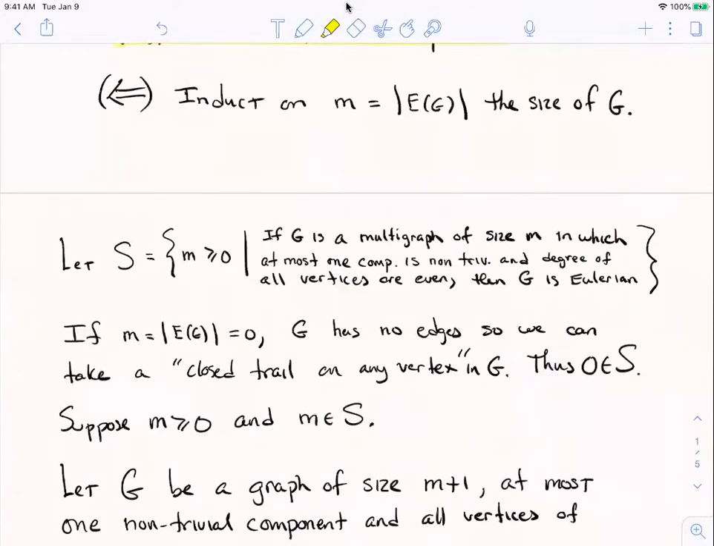I'm going to prove that if you take a graph with at most one non-trivial connected component in which every vertex has even degree, that graph has to have an Eulerian circuit, and I'm going to prove it by induction on the size of the graph.